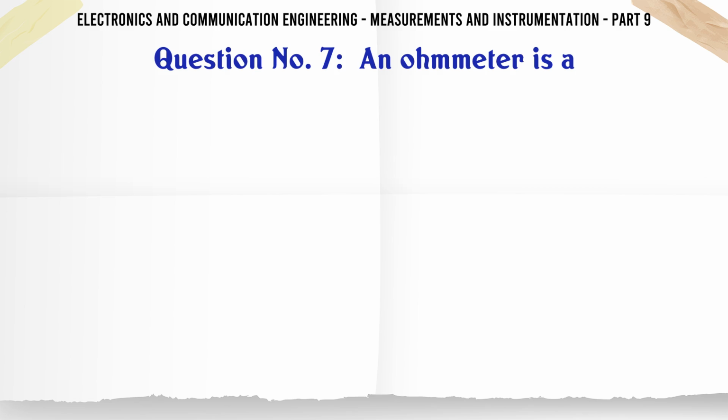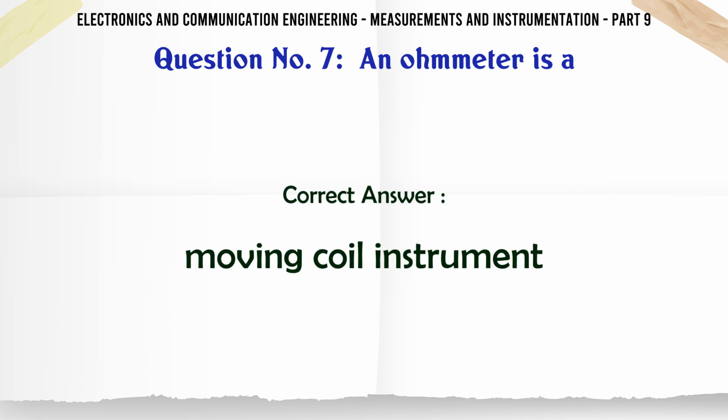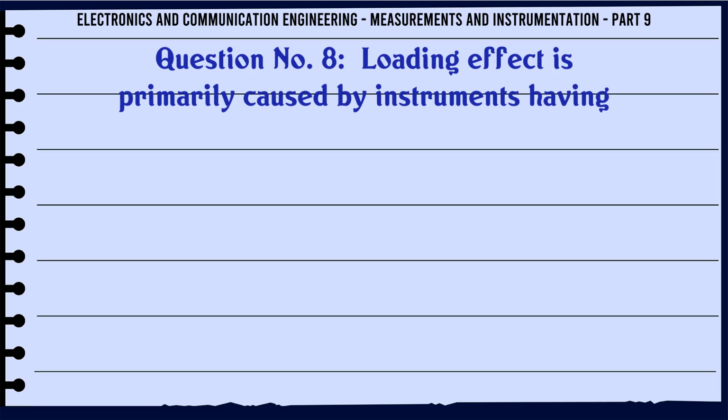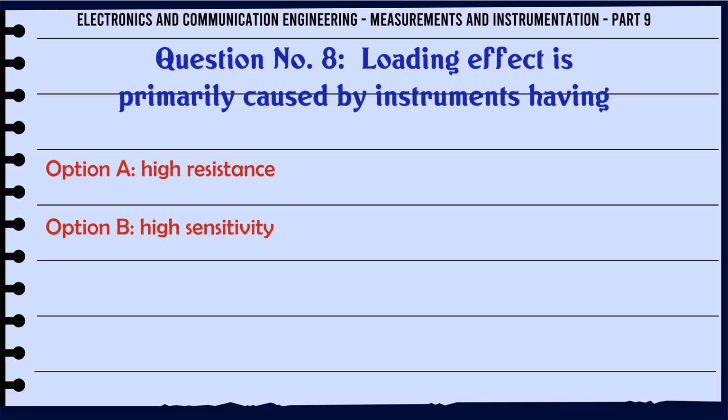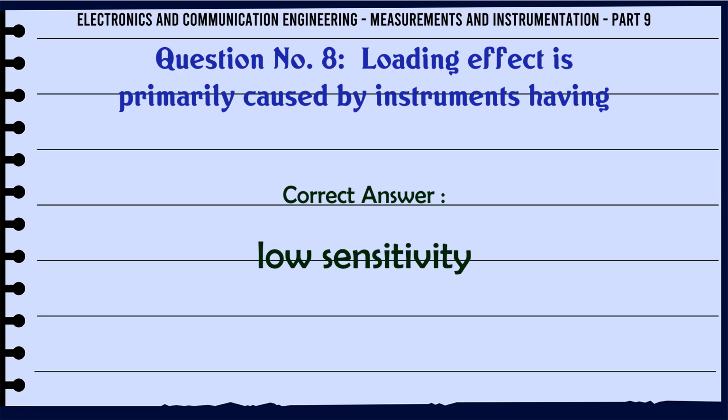An ohmmeter is: A, moving coil instrument; B, moving iron instrument; C, dynamometer instrument; D, induction instrument. The correct answer is moving coil instrument. Loading effect is primarily caused by instruments having: A, high resistance; B, high sensitivity; C, low sensitivity; D, high range. The correct answer is low sensitivity.